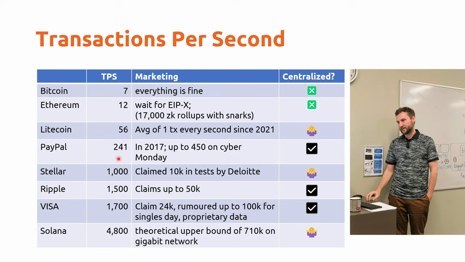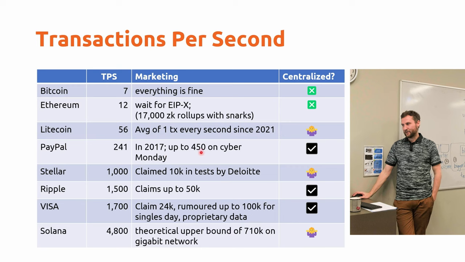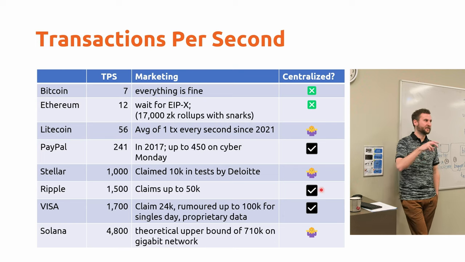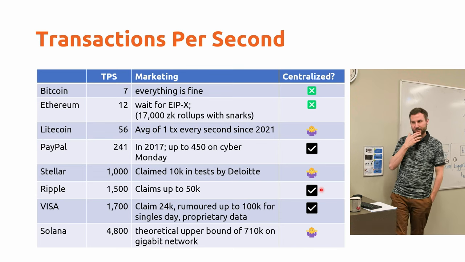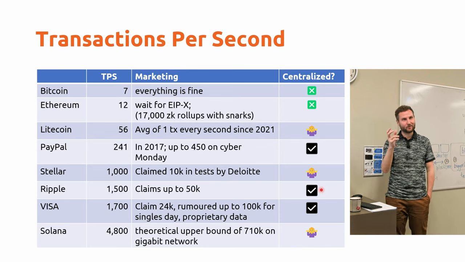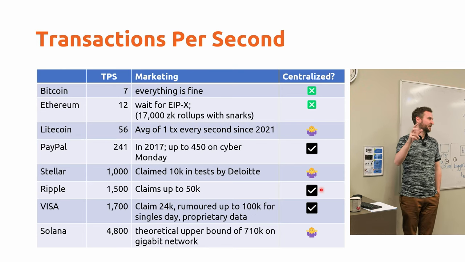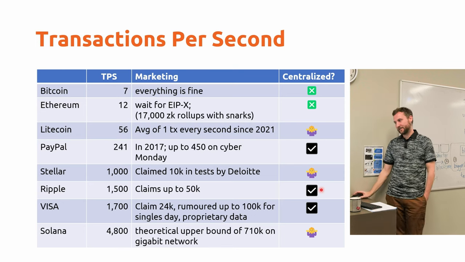We get into some of the centralized ones. PayPal claims they can do 450 on Cyber Monday. A couple more blockchains here. Stellar claims up to 10,000 in tests. Ripple claims up to 50,000. I don't know about that, and I haven't spent too much time digging into these. Ripple is centralized, right? You have to be a bank provider to use their network. So if you hear people talk about Ripple, they're probably talking about the token or the coin, but you have to be a bank provider to participate in the Ripple network.